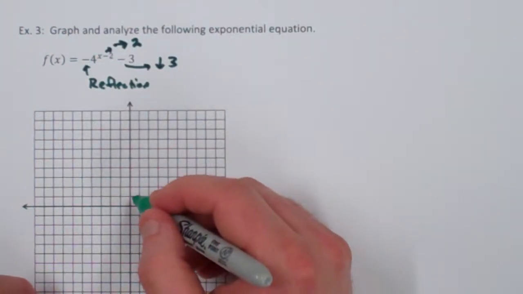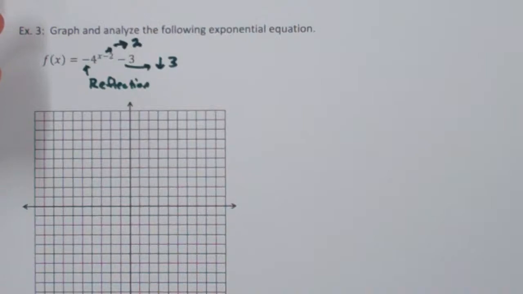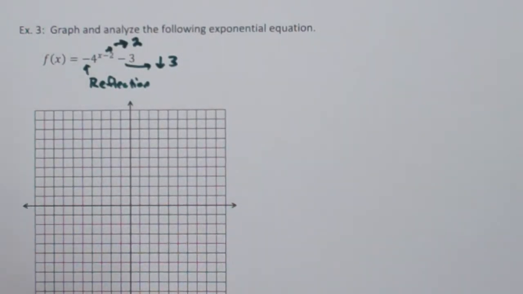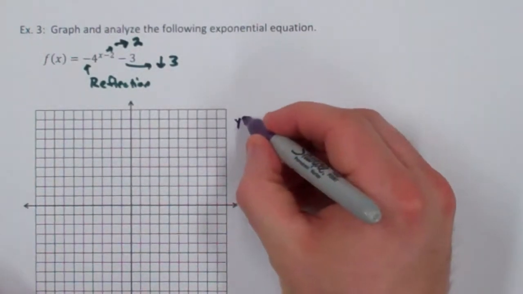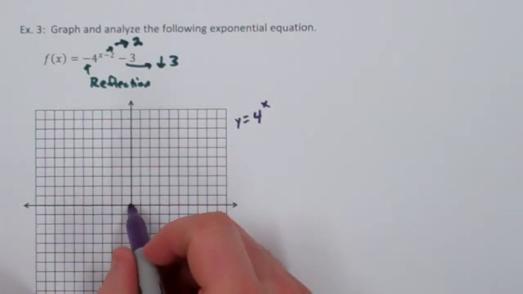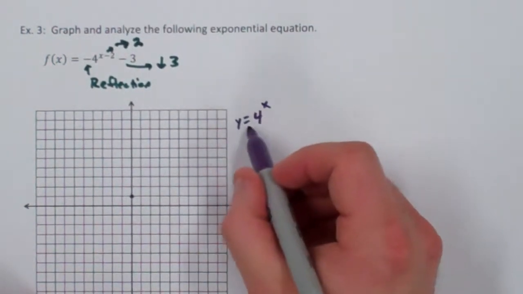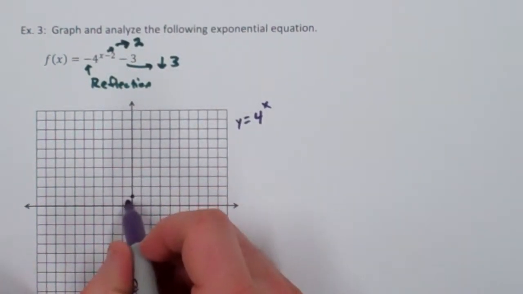If we take a look at a normal y is equal to 4 to the x power, I'll write that over here on the right hand side. So y is equal to 4 to the x power. Here's what it's going to look like. It's definitely going to pass right here through 0, 1. 4 to the 0 power is 1. That one's good. Find the next point.